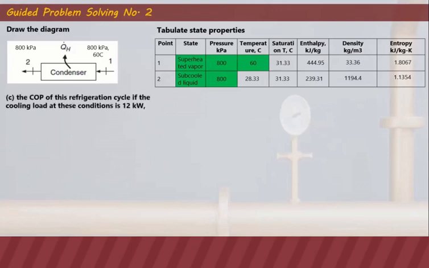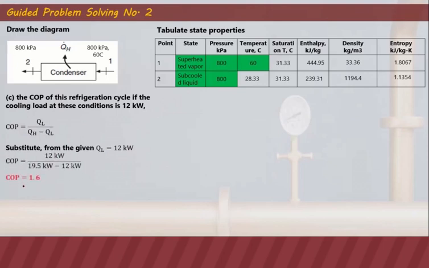Next is to calculate the COP of this refrigeration cycle if the cooling load at this condition is 12 kilowatt. So our COP can be computed using the formula QL over (QH minus QL). Take note that QH minus QL is just equal to the net work. That's why we can use these heats to get the COP. So we substitute from the given, our cooling load is 12 kilowatt. So our COP is 1.6. That's a small coefficient of performance.